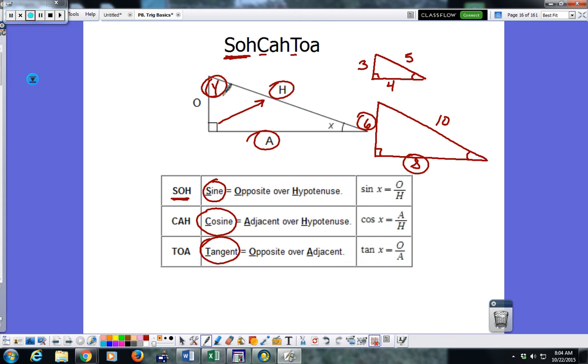Now if you flip over and you start talking about angle Y, let's talk about this angle now. You would have a new opposite and you would have a new adjacent. The hypotenuse would never change. That's always the hypotenuse. So back to our ratio. Sine is always the ratio of the opposite side to the hypotenuse. Cosine is the ratio of adjacent to hypotenuse. And TOA, or tangent, is the ratio of opposite to adjacent.